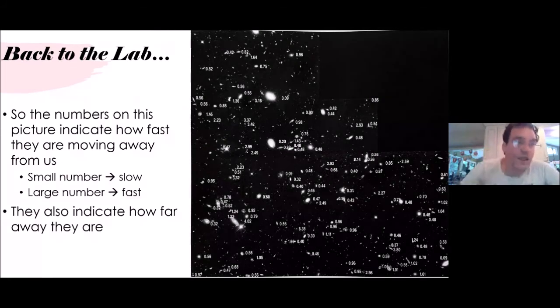All right, so what you are going to have for your lab is this illustration that you see right here. As you see, you have the different numbers, and small numbers are slow, large numbers are fast, and it also indicates how far away they are. So large numbers mean that they're further away, smaller numbers mean that they're a lot closer to us.